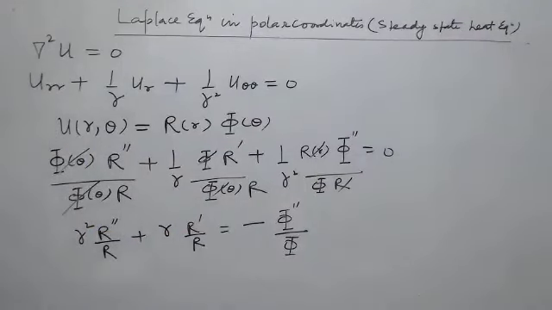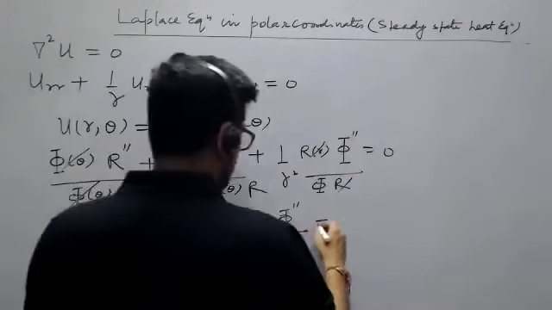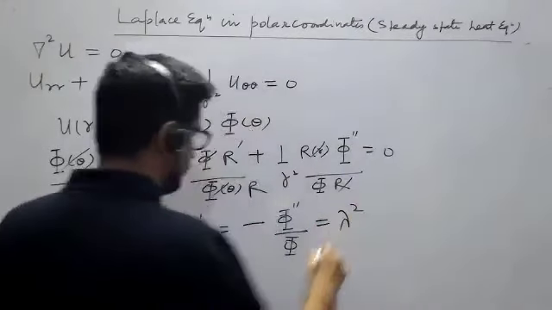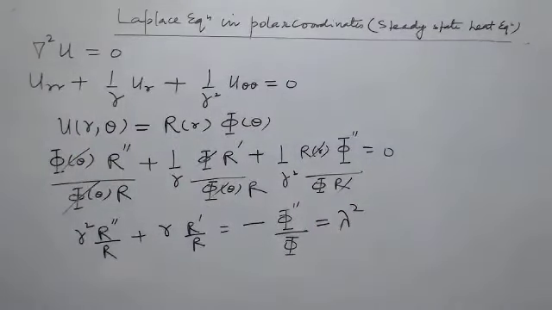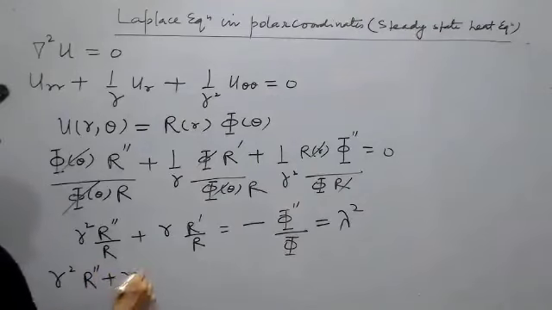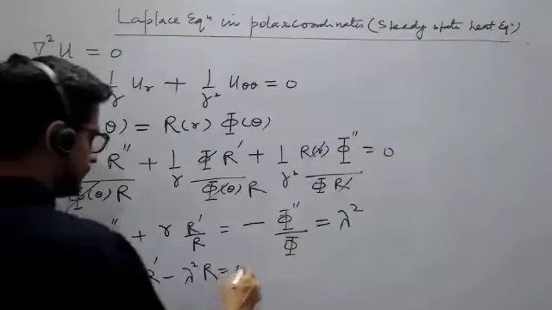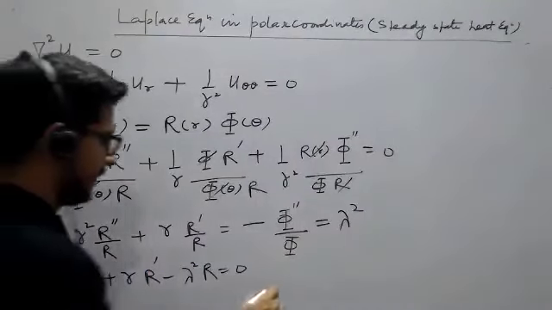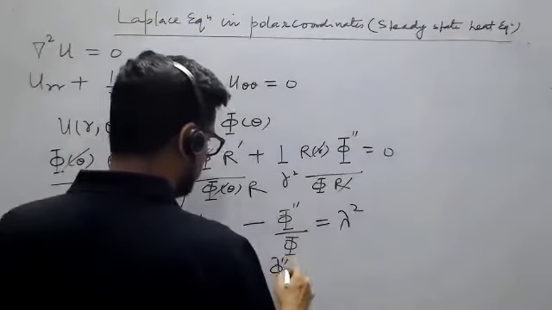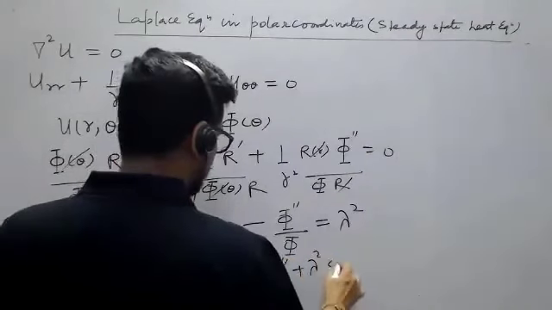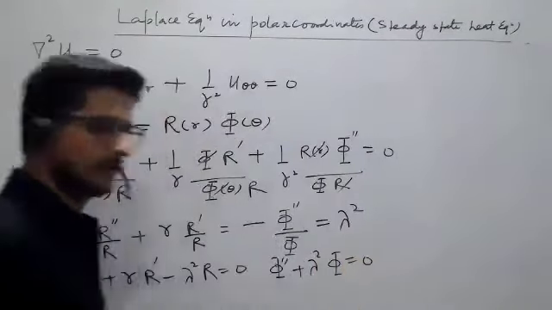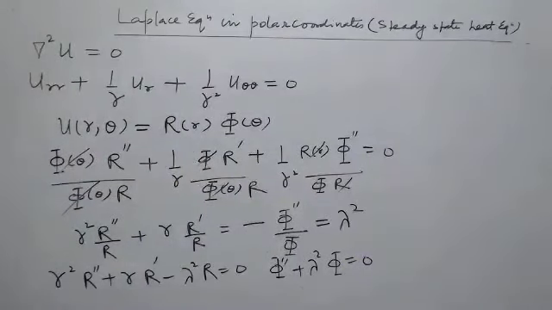So this has become variable separable. So let us write here some lambda square. So two different equations are formed. The first equation is r square R double dash plus r R dash minus lambda square R is equal to 0. And the second equation is Theta double dash plus lambda square Theta is equal to 0. So these are the two equations that are formed.